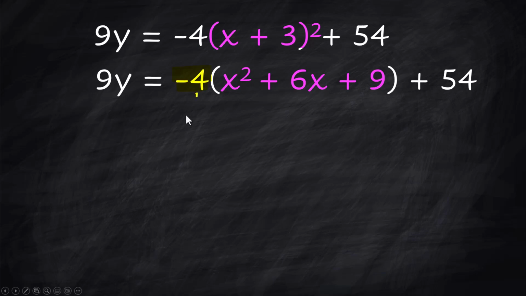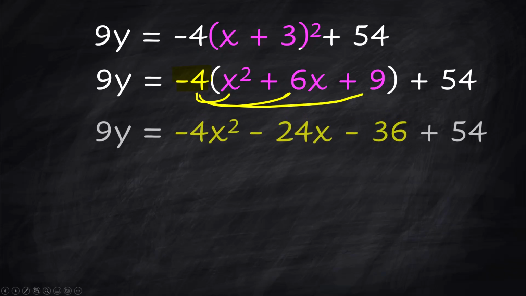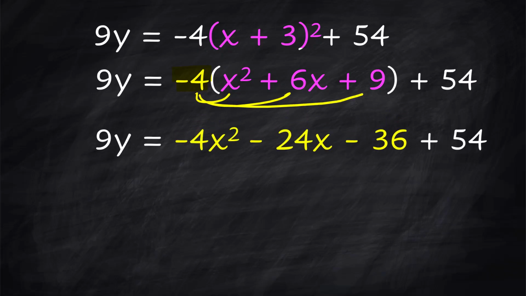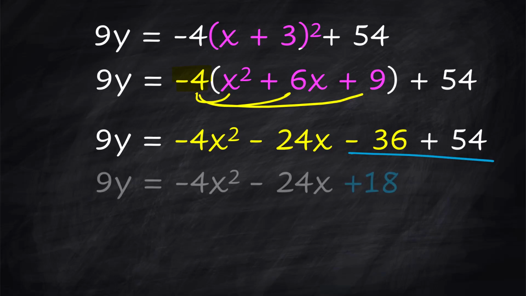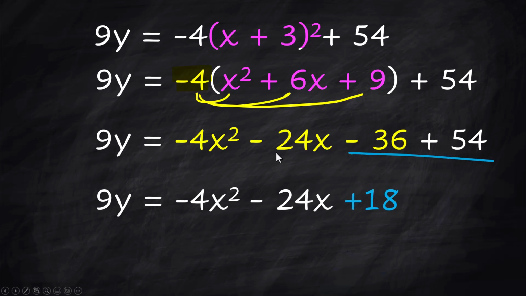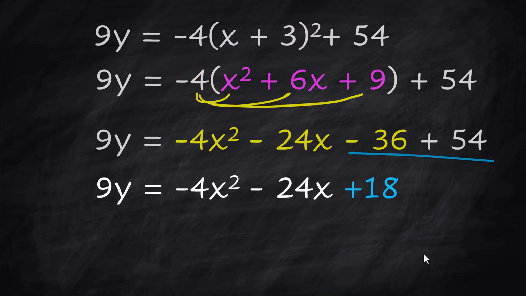Now you need to do distributive property again. And we get 9y equals negative 4x squared minus 24x minus 36. And the plus 54 is just tagging along. But now we need to deal with it. So the next line is 9y equals negative 4x squared minus 24x, which is all just copied. And then the negative 36 plus 54 is just a positive 18. You'd like to be done, but you're not, because standard form doesn't have 9y equals something. It needs to be 1y.